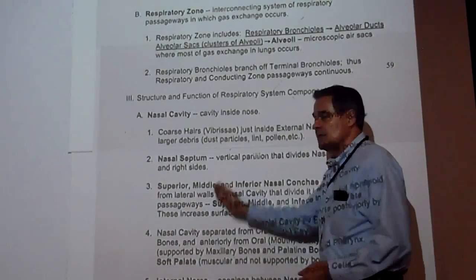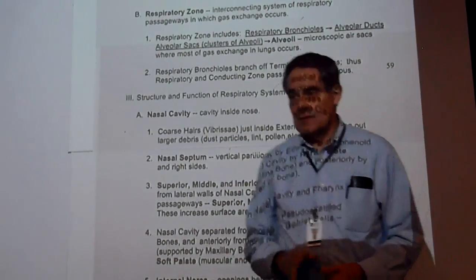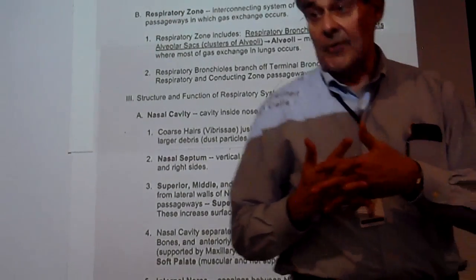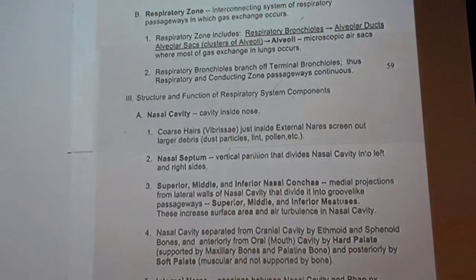And then the nasal septum, remember that's a vertical partition. Septum is a wall. You saw that in the heart, for example, dividing the heart into right and left sides. You see it here dividing the nasal cavity into right and left sides. It's made up of processes from two bones and also a cartilage. What are the two bones that make up the nasal septum? Ethmoid and vomer. The perpendicular plate of the ethmoid and also the vomer bone.